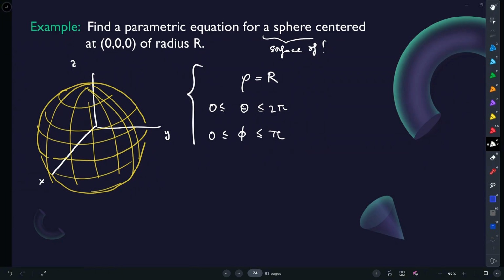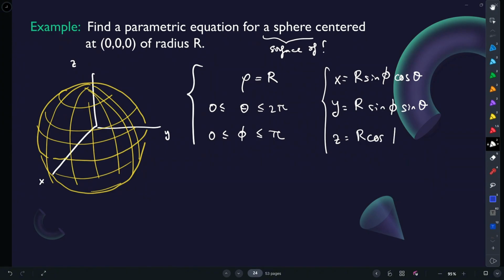And with these parameters, the coordinates for x, y, and z are r sine phi cosine theta, r sine phi sine theta, and r cosine phi. That r would have been rho, except that rho is fixed equal to r. And now you can see that these coordinates x, y, and z only depend on two parameters. So we do have a parameterization.